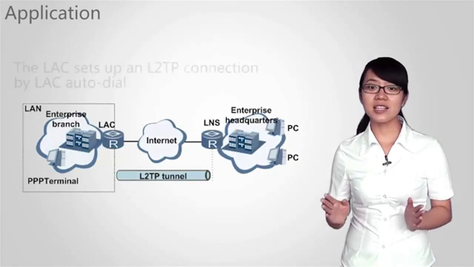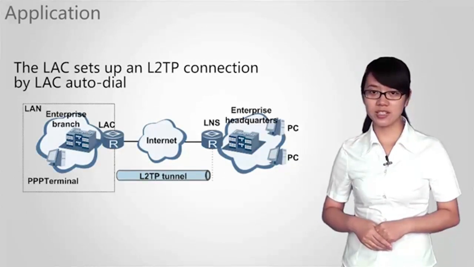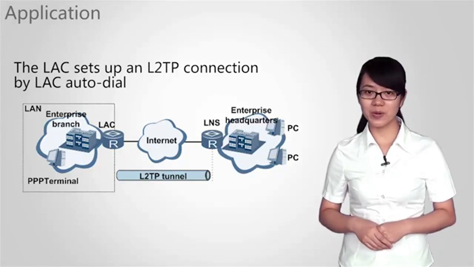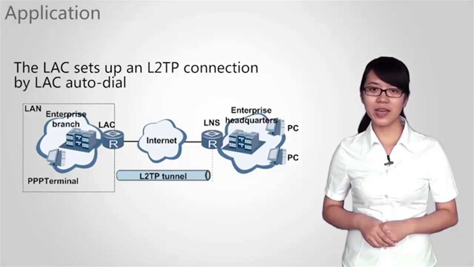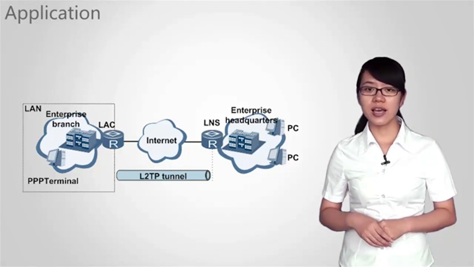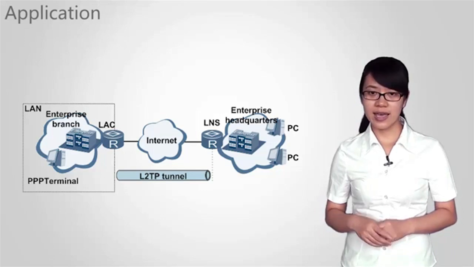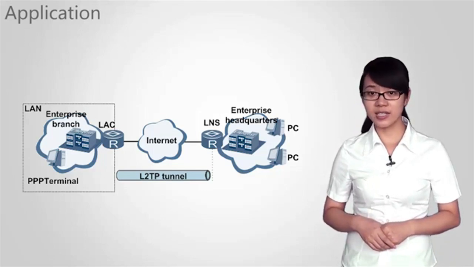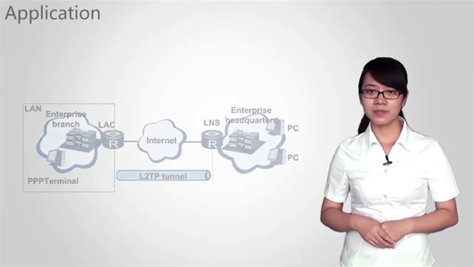The LAC sets up an L2TP connection by LAC auto dial. If enterprise branches are reliable and in the same location, you can use LAC auto dial. The LAC establishes a virtual dial-up connection and an L2TP connection. You only need to configure the LAC as a gateway.